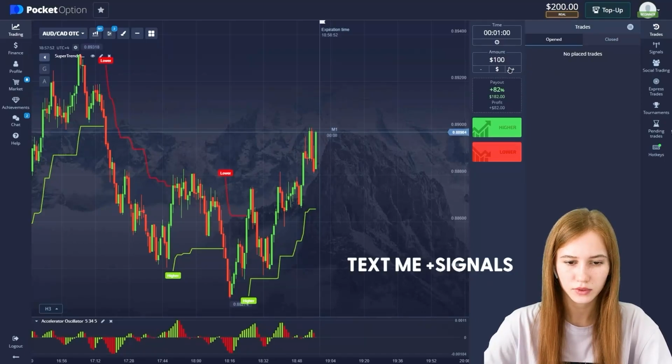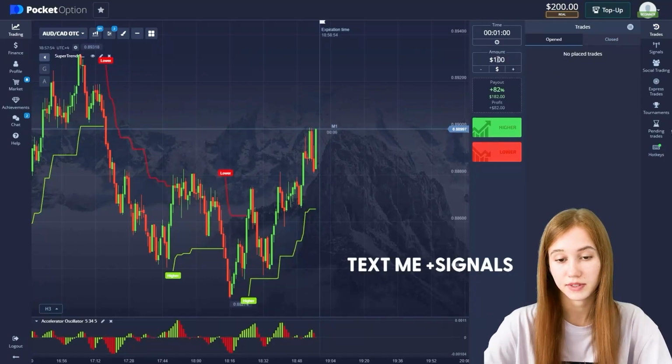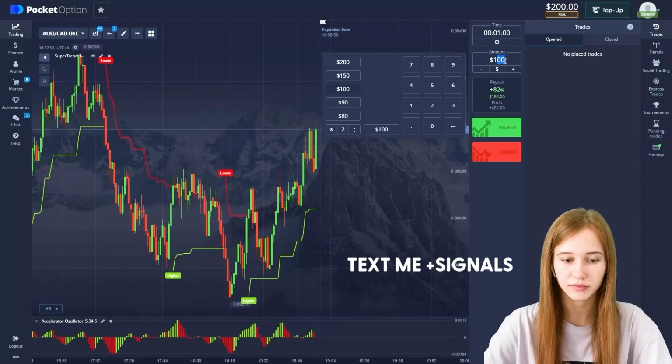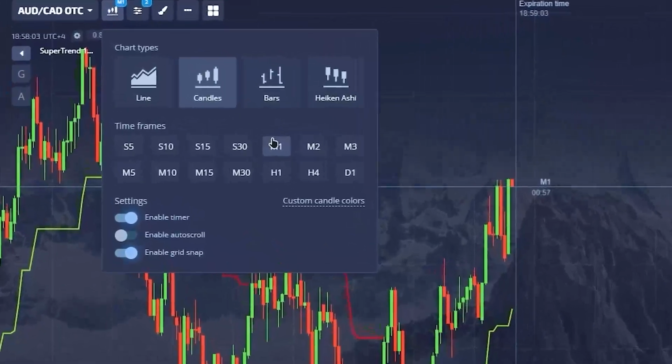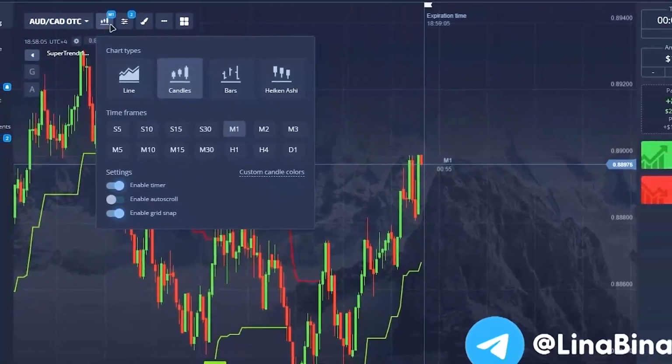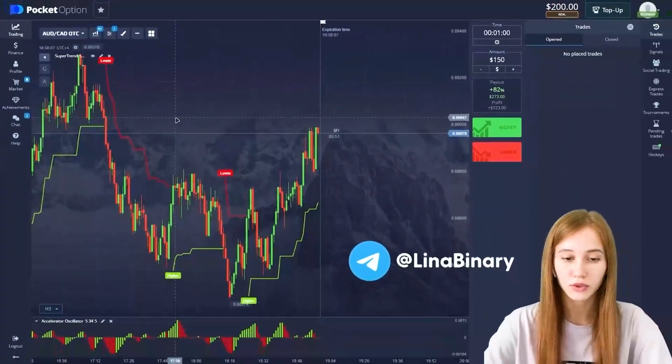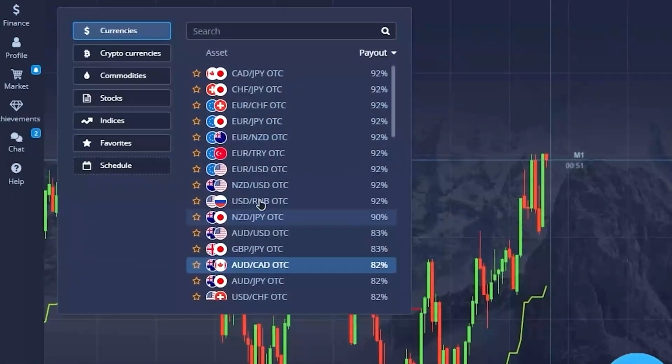And also, let's set up our trading platform. Let's start with the fact that our trades today will be $150. So we'll have minute deals, time in minutes. Therefore, these settings include the minute time frame and candles.